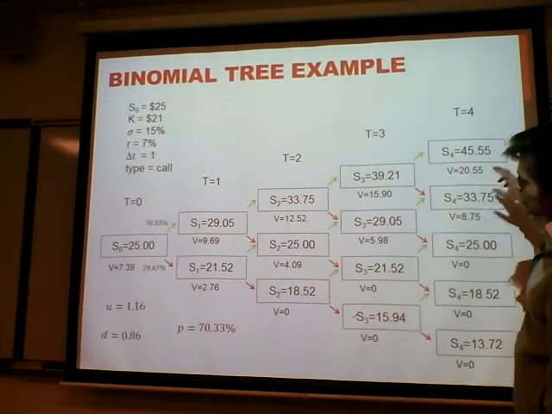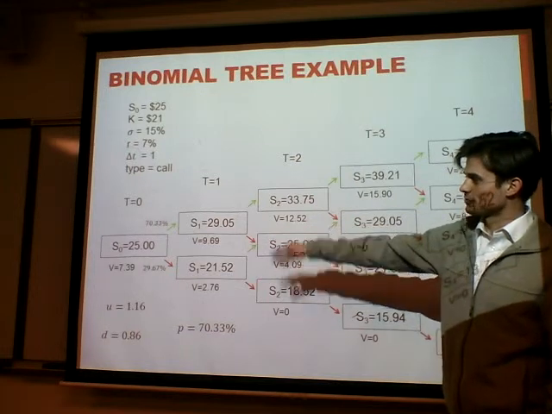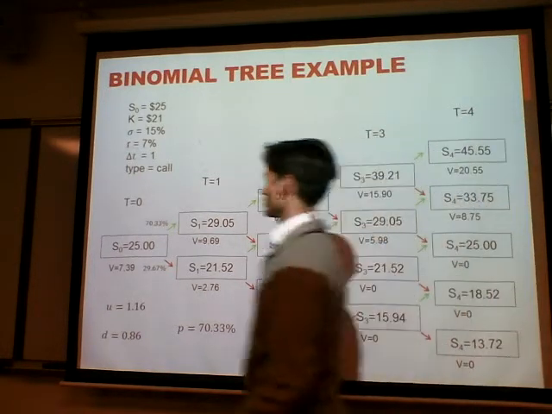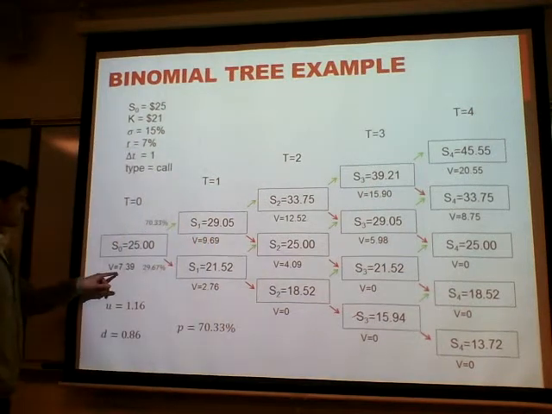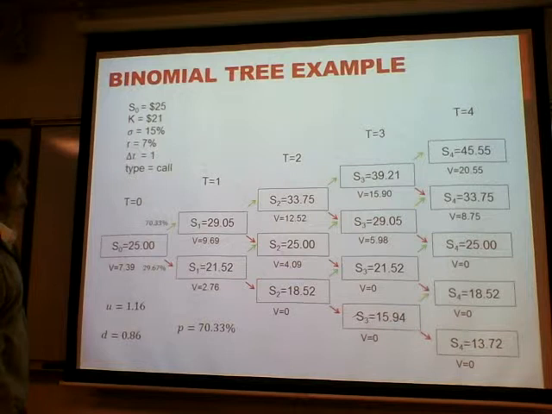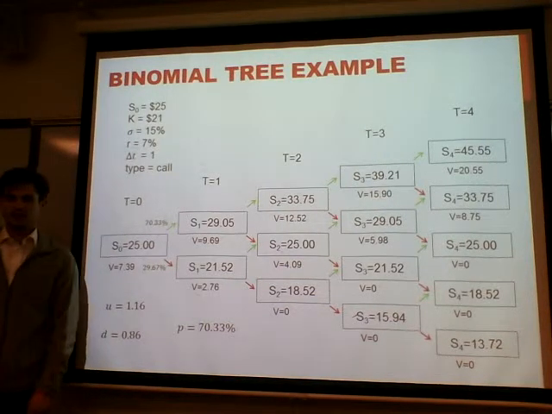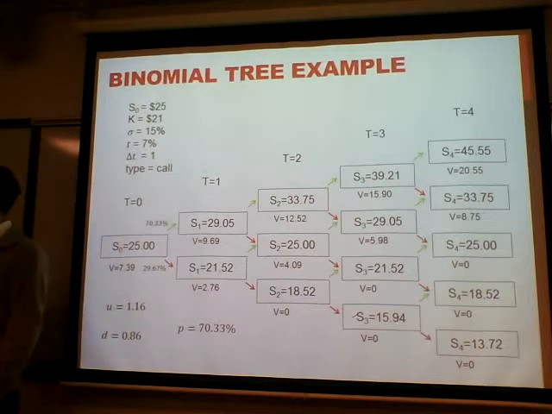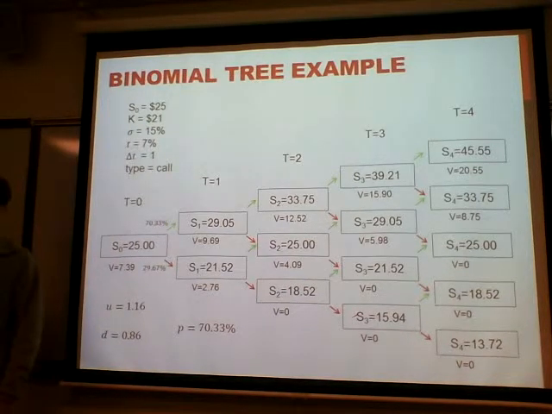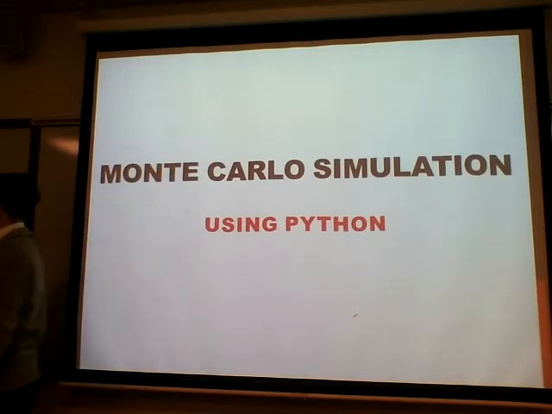And then we're going to use this backward induction process to go all the way back to the value of the option today, and end up with 7.39. So that is pretty much the binomial tree model. This is my example, and that pretty much got us to where we're going to move on to Monte Carlo simulation. So take it away, Andrea.